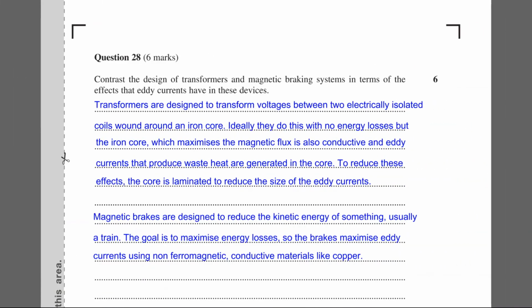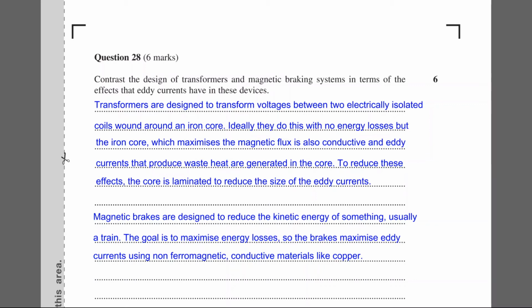Question 28. Contrast the design of transformers and magnetic braking systems in terms of the effects that eddy currents have in these devices. Okay, first of all, here's just the answer that I wrote for it. Keep in mind, it's a 6-mark question, so we want to be really talking about the purpose of each of the devices, and we want to be talking about how they're different.